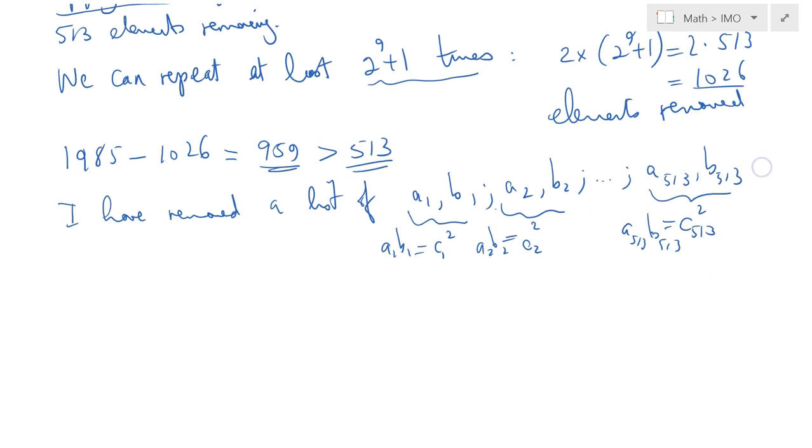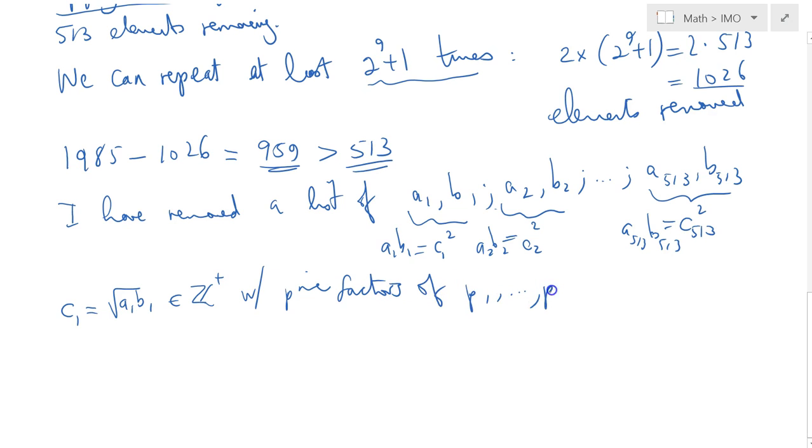Okay, here we go. Let's first organize things. Let's figure out what c sub 1 is. C sub 1 is the square root of a sub 1 times b sub 1. Obviously, this is a positive integer, in fact a positive integer with prime factors among p sub 1 through p sub 9. The only prime factors of c sub 1 will be these numbers, because each of a sub 1 and b sub 1 had prime factors like this. And when you take the square root, you will have the same type of prime factors. You can repeat this for all the c sub i: c sub 2, c sub 3, and so on.